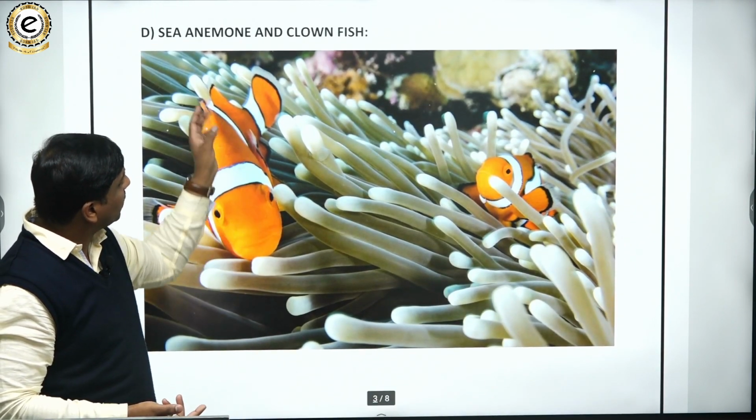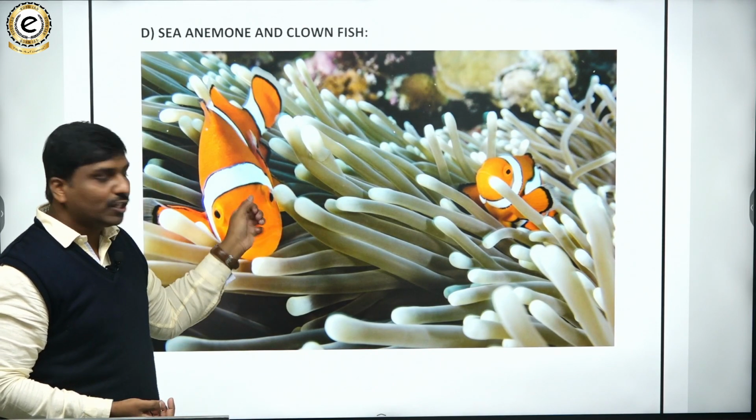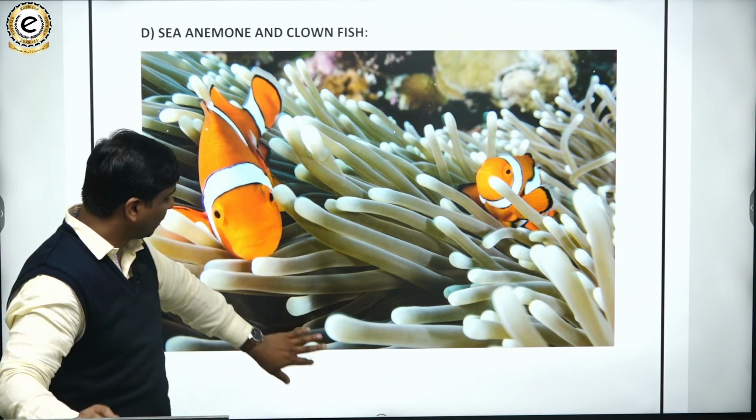In a similar fashion, this is a sea anemone and this is a clownfish. Both of them will have benefit. So that is a mutualistic relationship.